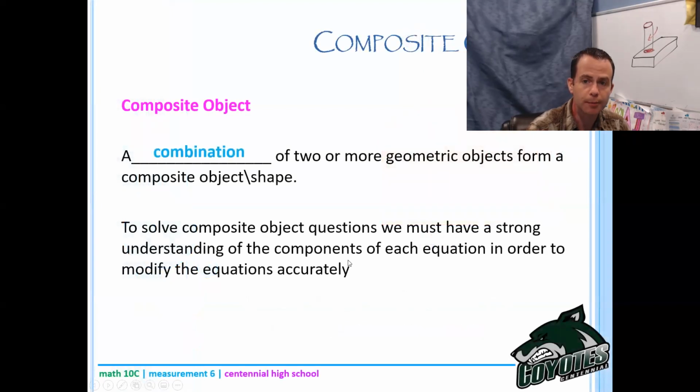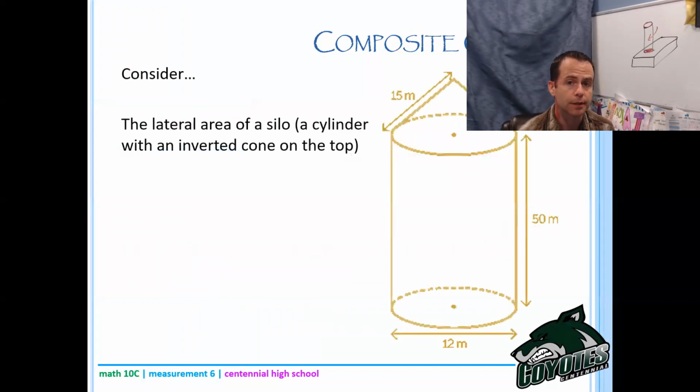a composite object simply means a combination of two or more geometric objects that form a composite object or shape. To solve composite object questions, we must have a strong understanding of the components of each equation in order to modify the equations accurately. Okay, so consider the following: the lateral area of a silo. Remember that the lateral area is the first thing I wanted to talk about there. The lateral area means you're not including the base, okay?